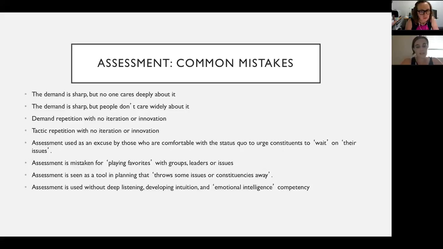Okay. Assessment used as an excuse by those who are comfortable with the status quo to urge constituents to wait, quote unquote, on their issues. Okay, so sometimes people are just like, this is not timely. And it's actually based on not wanting to confront or polarize and be able to avoid conflict. We're going to come to that in confrontation, but that's not what assessment is used for. Assessment is used, excuse me, to actually figure out how to do the needed thing to escalate and win as much as you possibly can in particular moments.